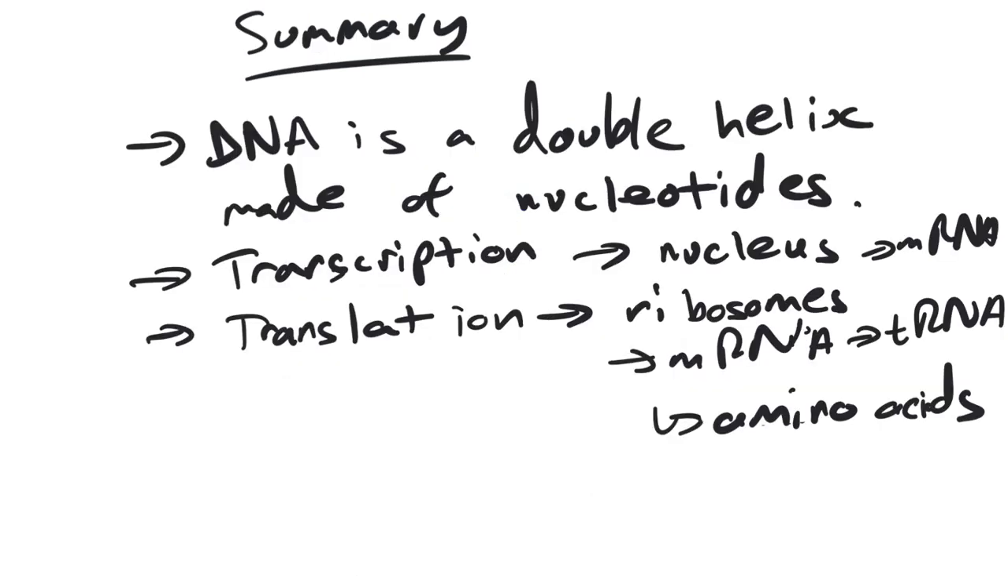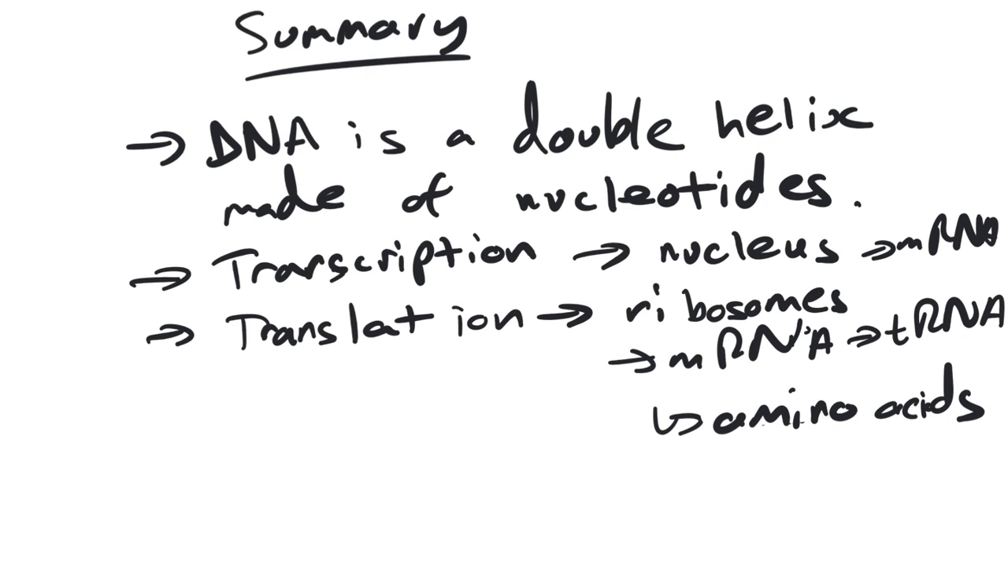So, as a quick summary, DNA is a double helix made up of nucleotides. We've got four bases: adenine, thymine, cytosine, and guanine. Adenine binds with thymine, and cytosine binds with guanine. Transcription happens in the nucleus, where you change a section of DNA called a gene into an mRNA. mRNA has uracil rather than thymine and is single-stranded, so it can leave the nucleus. Translation happens in the ribosome, where tRNA helps to form a protein by bringing amino acids into place.